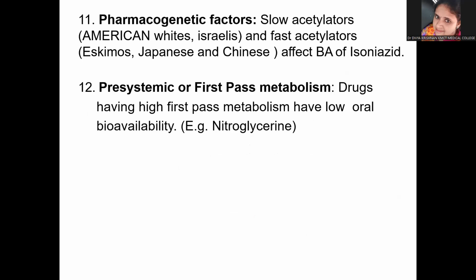And as already mentioned about the first pass metabolism, higher the first pass metabolism, lesser the bioavailability and vice versa. So drugs like nitroglycerin have a high first pass metabolism and so will have a low oral bioavailability. So such drugs, preferably we should give by the IV route or by the sublingual route, because the sublingual route also bypasses the first pass metabolism.